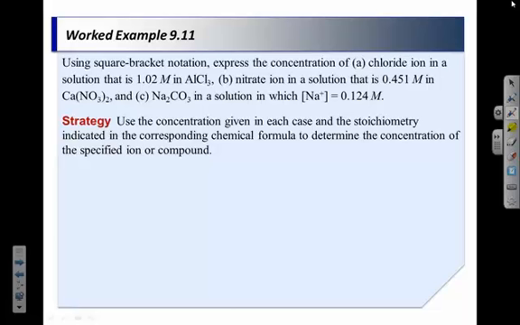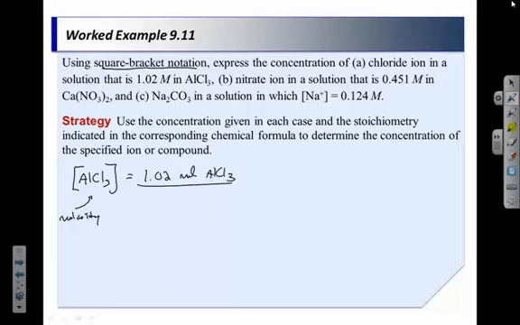Another example. The square bracket notation is something you should get familiar with, as it's used a lot. Usually you'd see a substance inside the brackets, like AlCl3. If there's a number after it, this means molarity. So that's moles of AlCl3 per liter of solution.